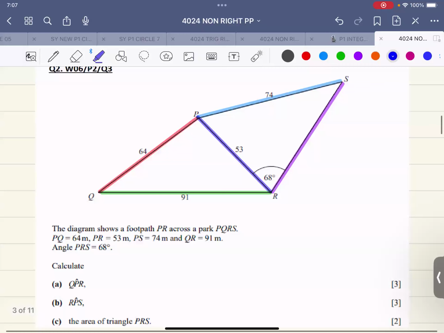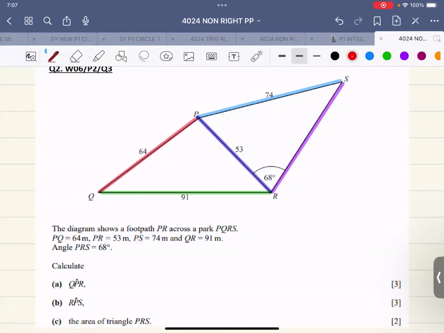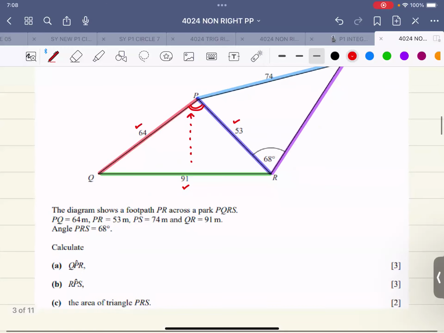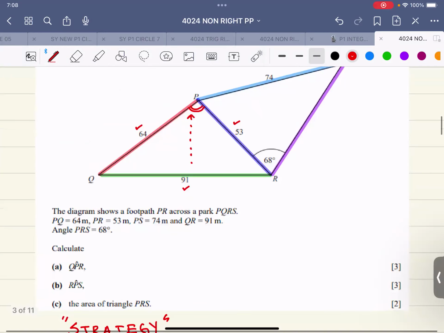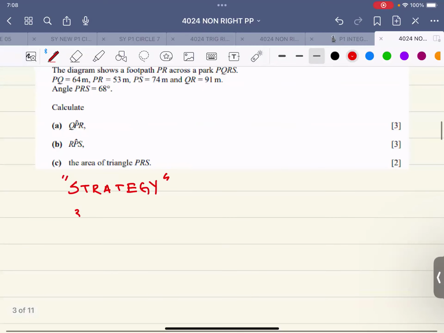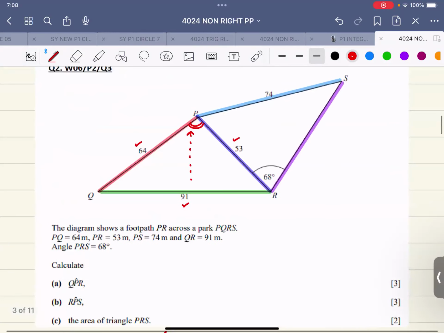Calculate QPR. First of all, if I'm interested in QPR, I'm interested in this angle. I have 1, 2, 3 sides given. I'm finding the angle that is opposite to 91. So I'll be using the cosine rule. First decide on the strategy: how many sides, how many angles, is it included, is it opposite? We have 3 sides, and we are looking for a particular angle, QPR, which is opposite 91.